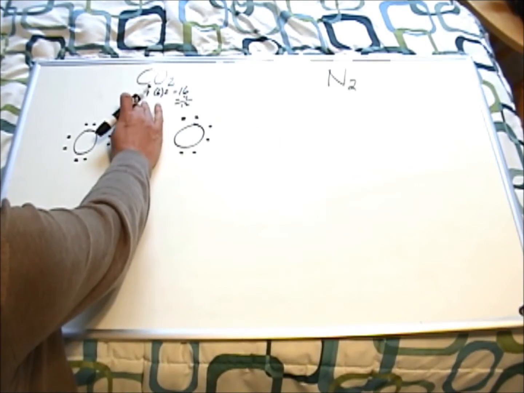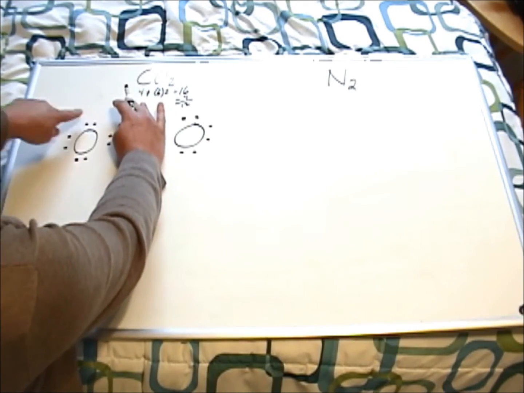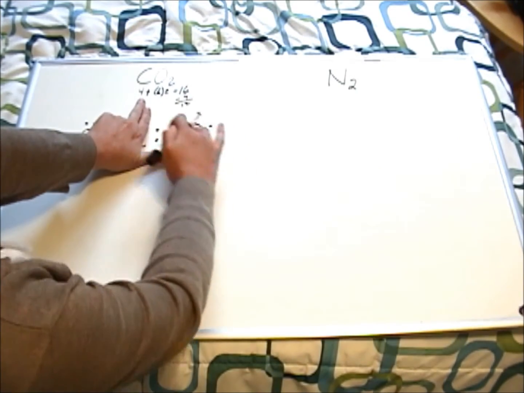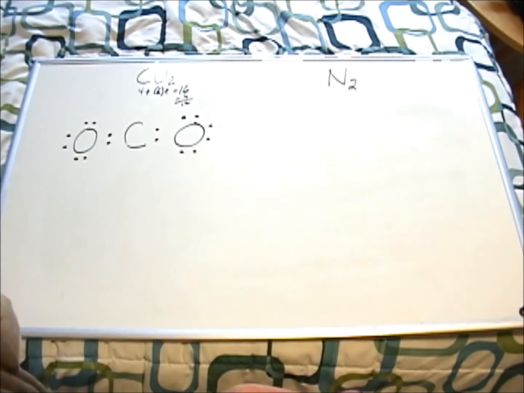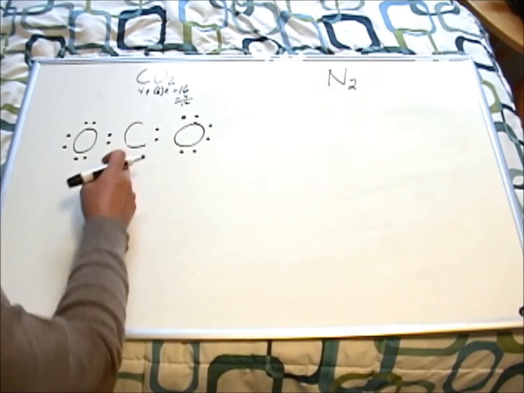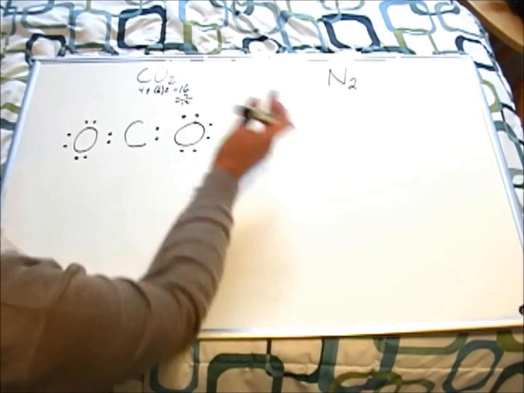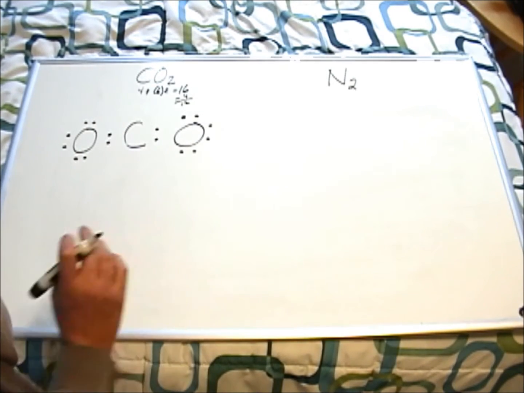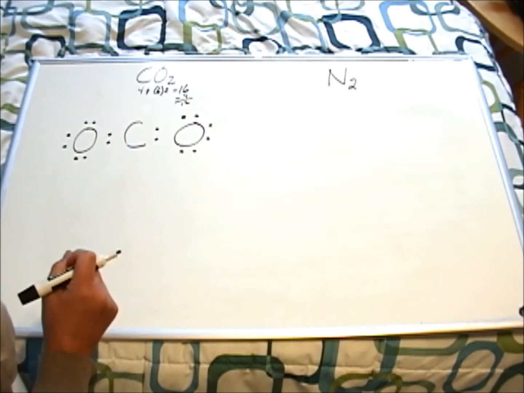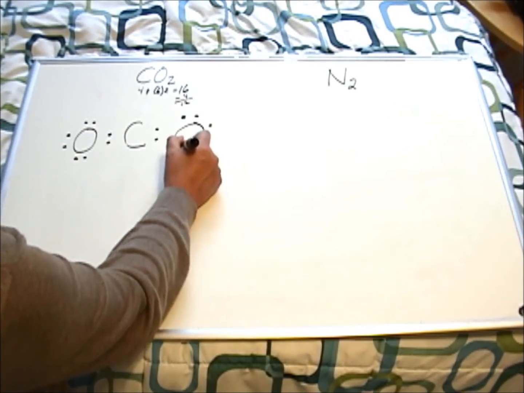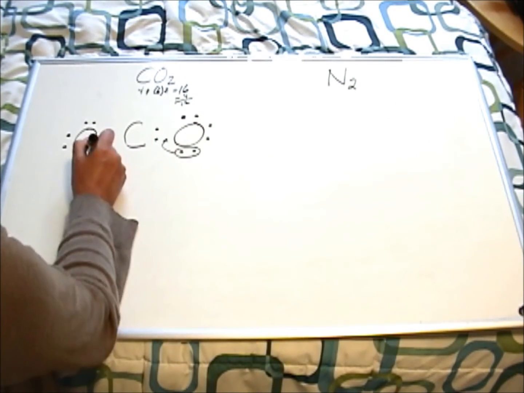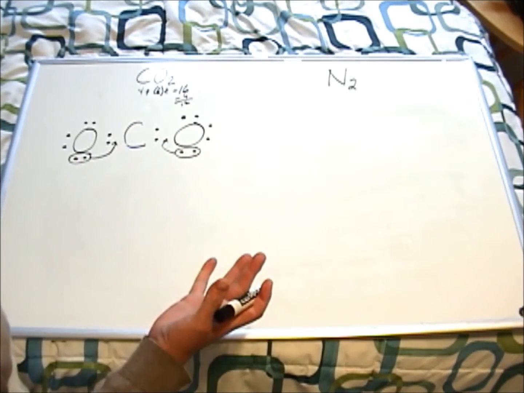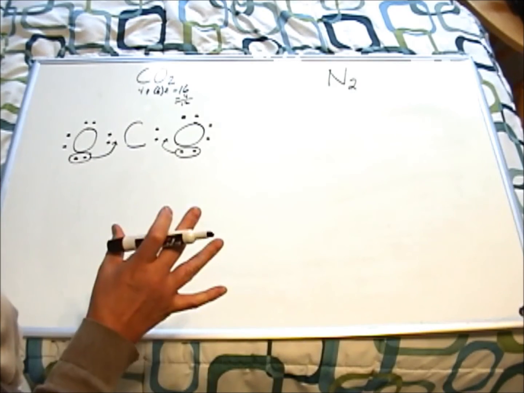Now, if we look at each oxygen, each oxygen has their 8. And this oxygen, if we look at this oxygen, it also has 8. So oxygen's totally happy with life. But look at poor carbon. Carbon only has 4. Well, it's not happy. But oxygen's like, hey, dude, you know what? I'll give you some more electrons. So each oxygen is actually going to share a pair. If it does that, then carbon will also have 8. But oxygen still will have 8.